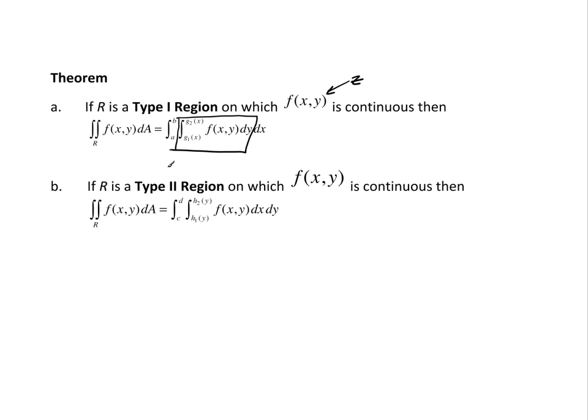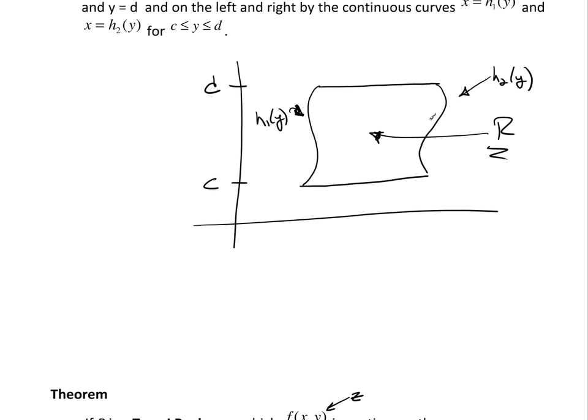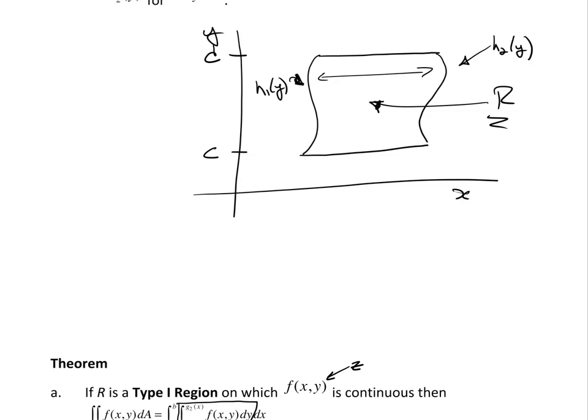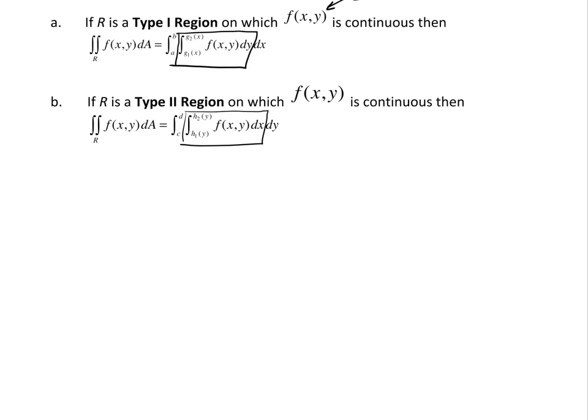Then obviously we're going to do just the opposite if we have a type 2 region. So first I'm going to integrate in here with respect to x. That's where my curves are. With respect to x, here's x and y. So I'm going to integrate in this direction initially. And then when I'm done in that direction, then I'm going to integrate in the direction of y, which is exactly what that is telling us to do.